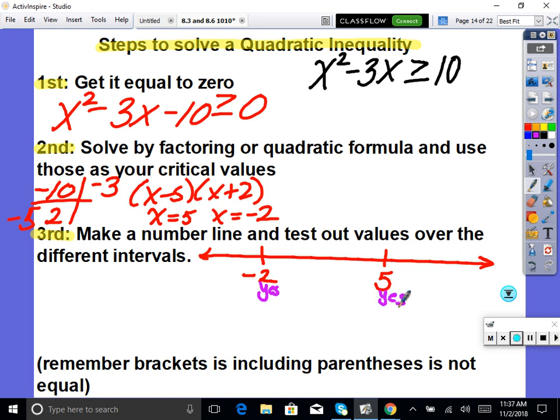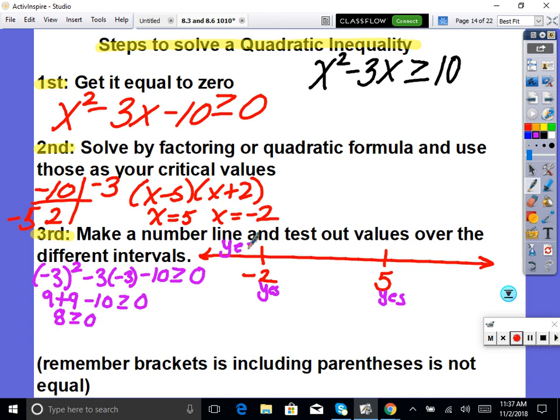And now let's start plugging in some values. So let's plug in negative 3. So that'd be negative 3 squared minus 3 times negative 3 minus 10. Is that greater than or equal to 0? 9 plus 9 minus 10 is greater than or equal to 0. That'd be 8. Is 8 greater than or equal to 0? So we'd say yes here.